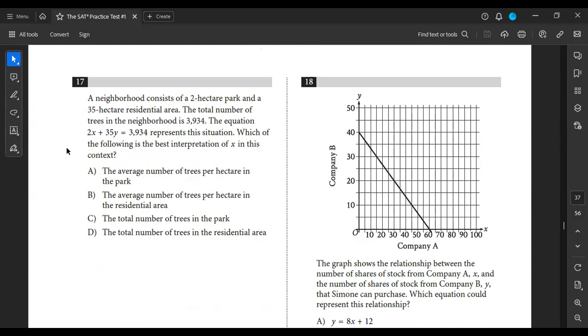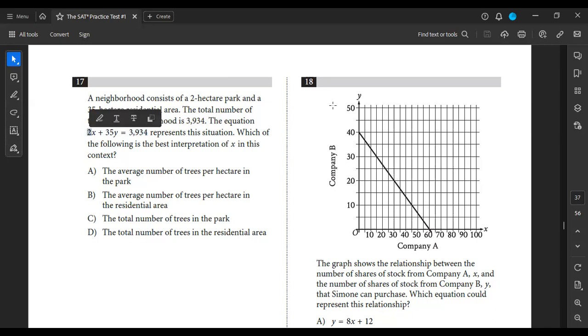Anyway, so a neighborhood consists of a 2-hectare park and a 35-hectare residential area. So the total number of trees in the neighborhood is 394. Okay, so there's going to be like 2 times something plus 35 times something. Oh, it's right here. The equation is 2x plus 35y is 394. These are the number of trees. So it means 2 times the number of trees from the park, and 35 times the number of trees in this residential area will give you a total number of 394. Which of the following is the best interpretation of the x?